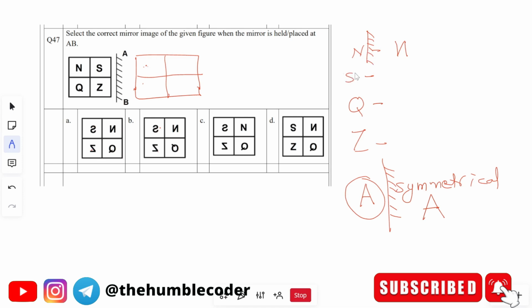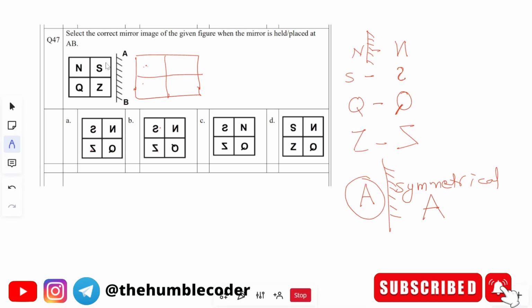Similar goes with the S. S is also not a symmetrical one. After the mirror image, it will look something like this. Coming to Q, Q is also not symmetrical, so the tail of Q will go in this direction after the mirror image. Next is Z. Z is again not a mirror symmetrical character, so after the mirror image, it will look something like this. Now we have understood that the four letters that we have are not symmetrical.